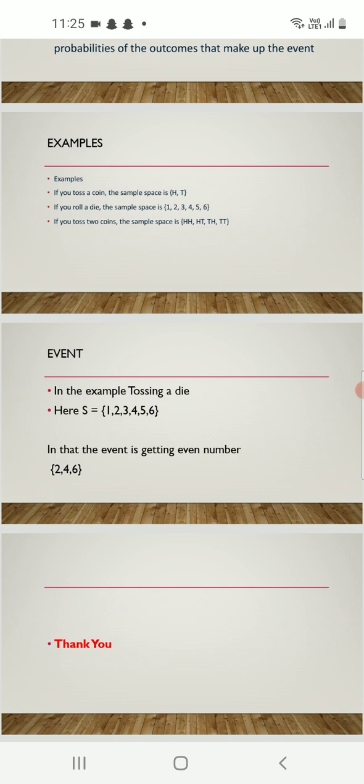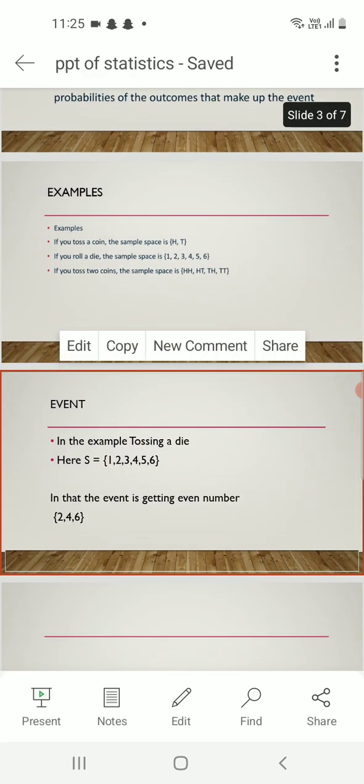In that, the event is getting an even number. Then we get the set 2, 4, 6. These are the even numbers from the sample space. Then we can say that an event is a subset of the sample space. Clear?